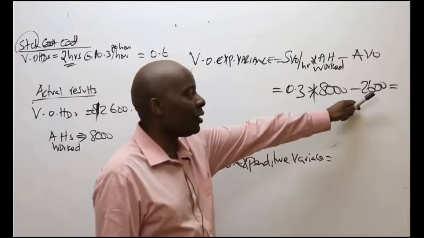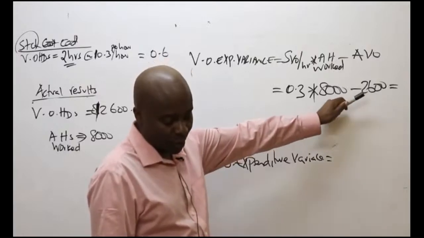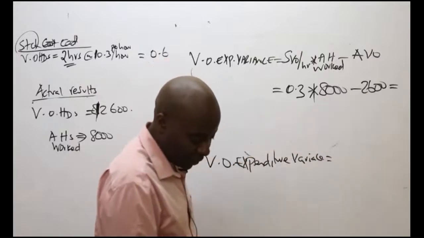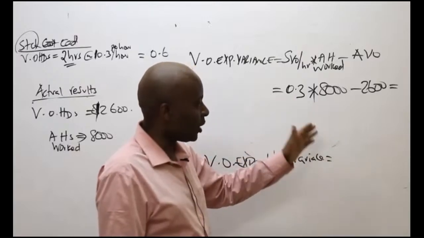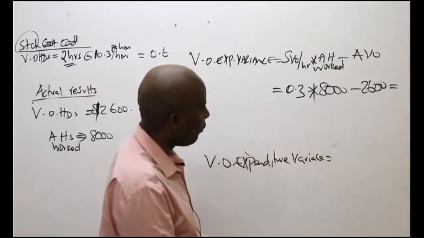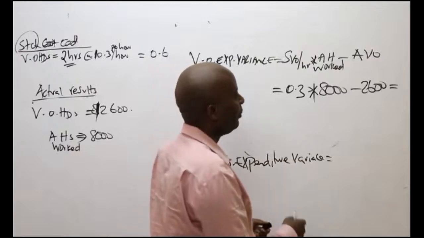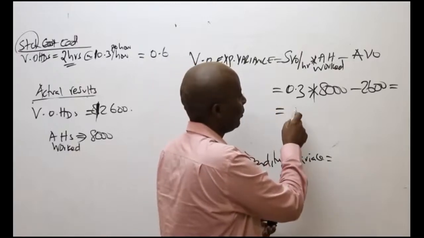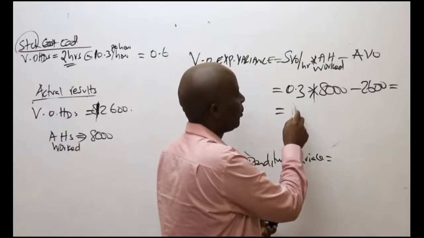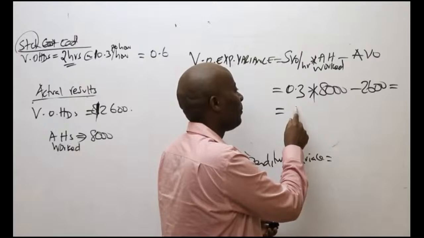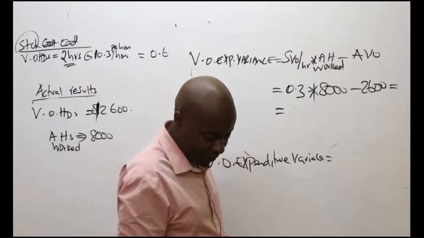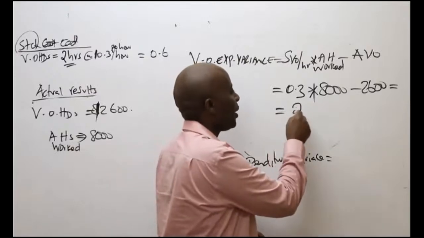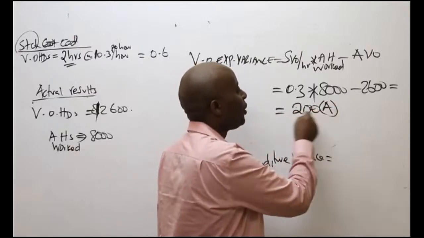So could you kindly give us this difference? What do we have here? So 0.3 times 8,000 minus 2,600. What do we have, somebody? What is the answer? 200 adverse. I'm being told negative, which is adverse.